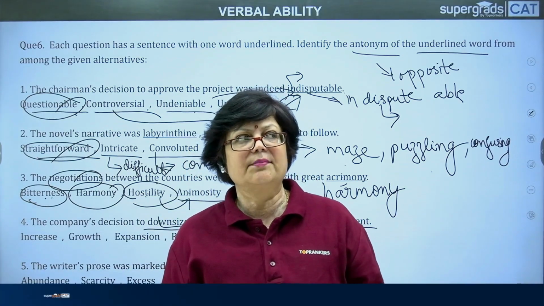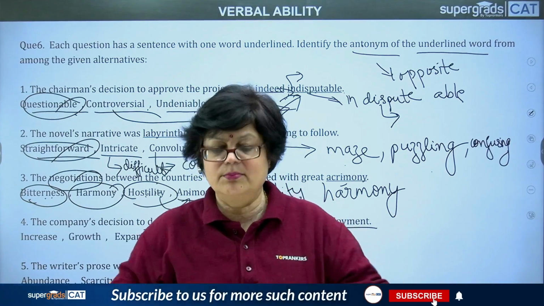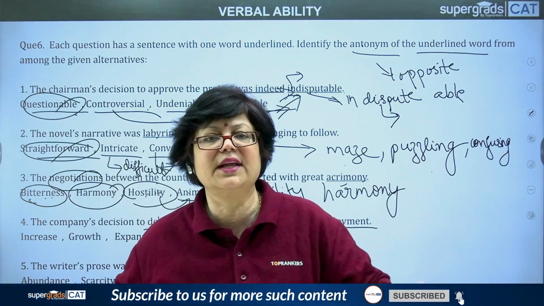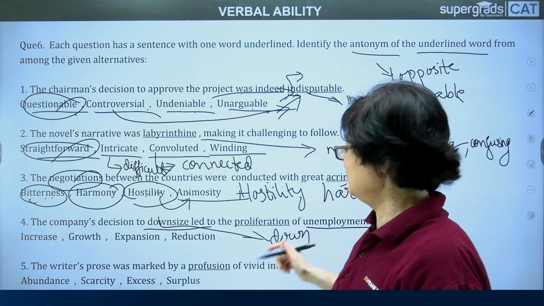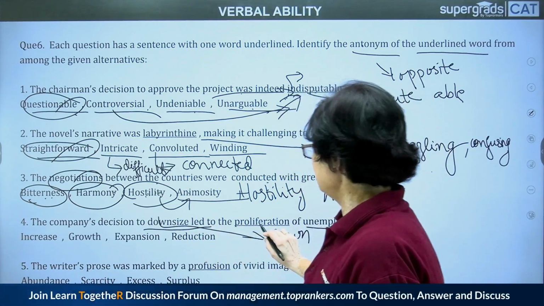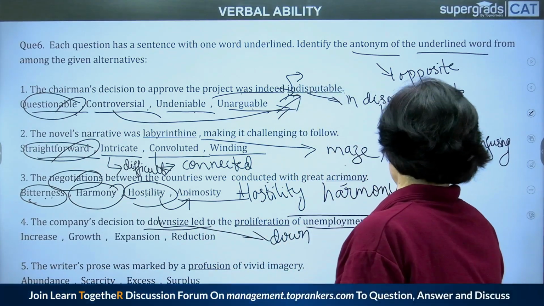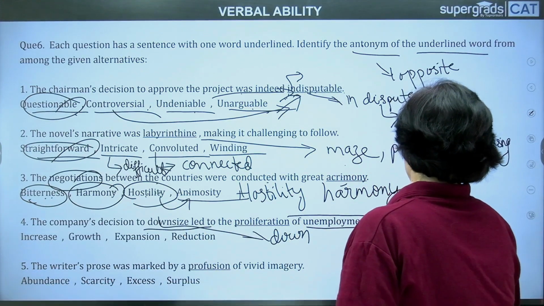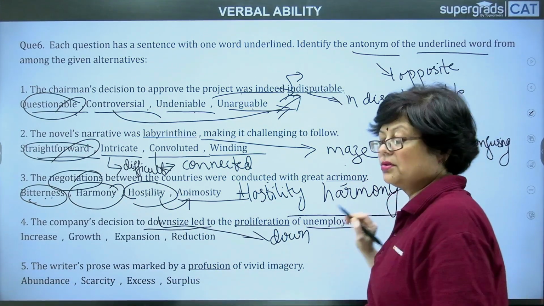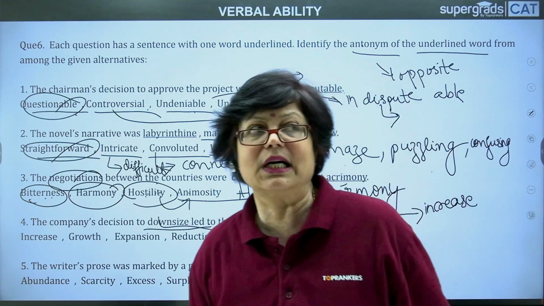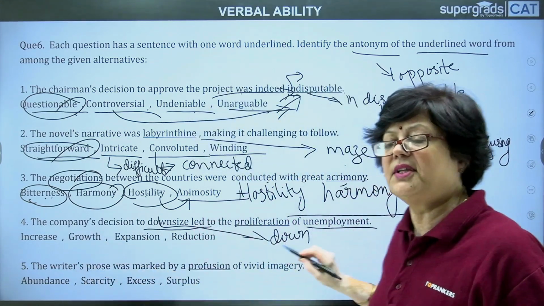Okay, so what will happen? Most of its employees are asked to leave. So what is happening? Unemployment is on the rise. So the word proliferation means increase. Let us first understand the given word, as I have been repeatedly asking you to do. First, understand the given word, then go to the options to see which is matching.